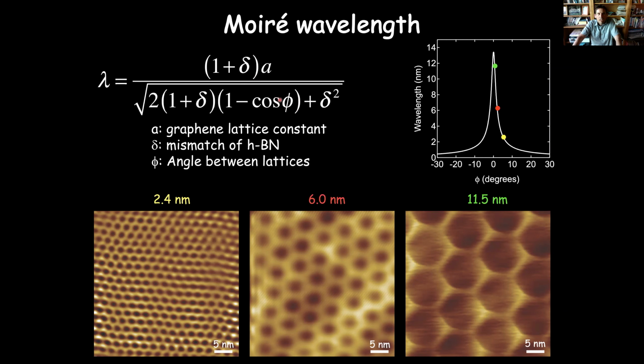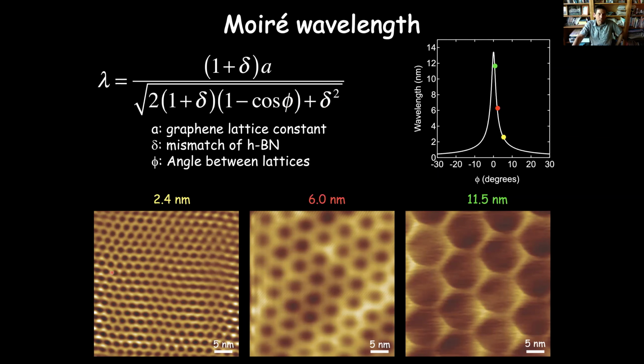Phi is the rotation angle between the two materials, and A is the lattice constant of the graphene. So when you put these numbers in, what you'll see is that the wavelength as a function of twist angle has a maximum of about 14 nanometers when you put in phi of 0, coming just from the lattice mismatch between the two materials, and it shrinks down as you make the materials more and more twisted from each other. And so what you'll see in the bottom here is different topography images.